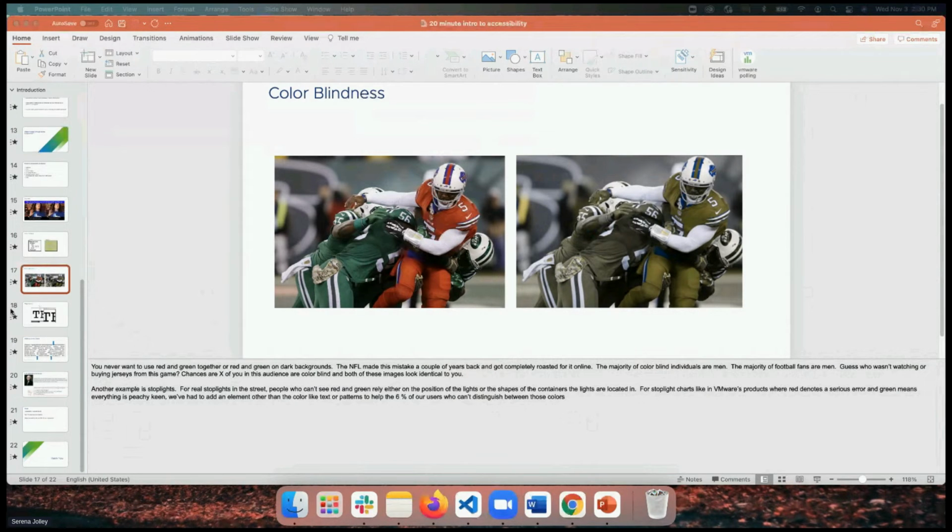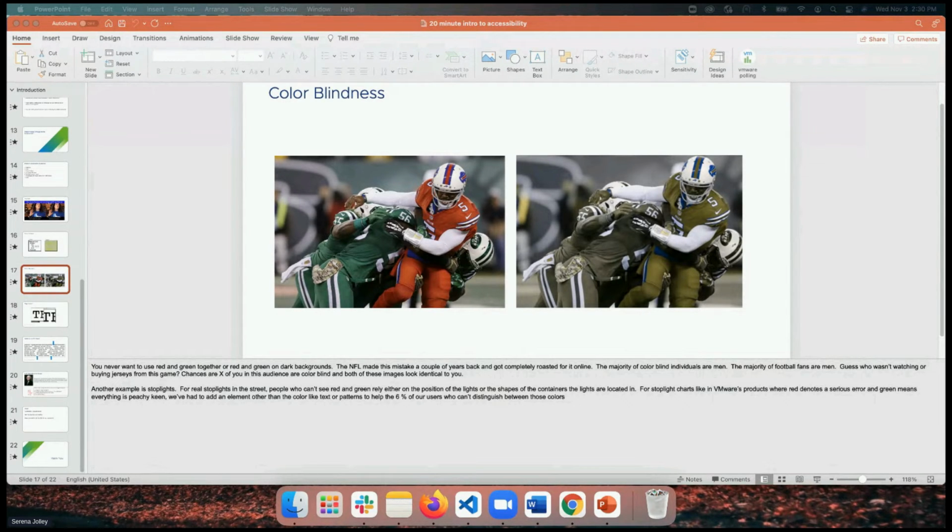Another one that just happened recently, Coca-Cola Zero came out with this new, spiffy can that they're all, isn't this the best thing ever? And it's red on black. If you run it through this color blindness simulation, you can't even see the logo.